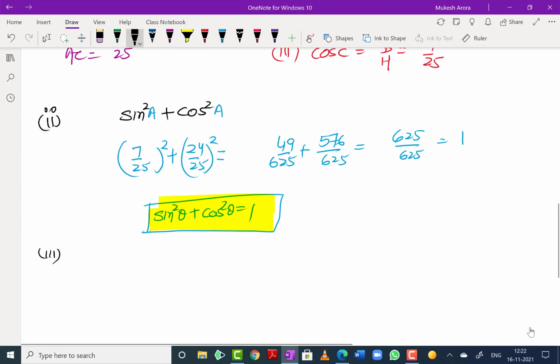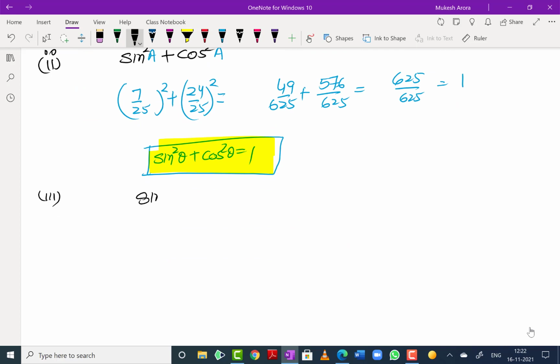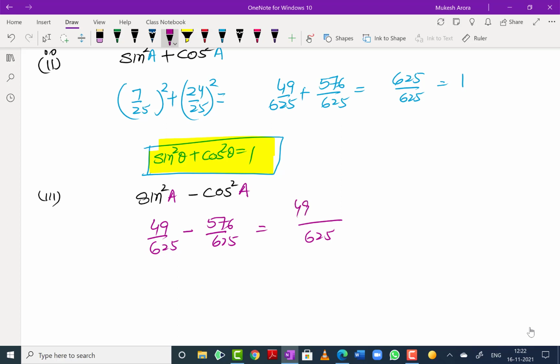Third sum we get in this is sine square theta minus cos square theta, rather A. Sine square A minus cos square A. Sine square A means 49 by 625, minus 576 by 625, so this is 49 minus 576 over 625, which is negative.